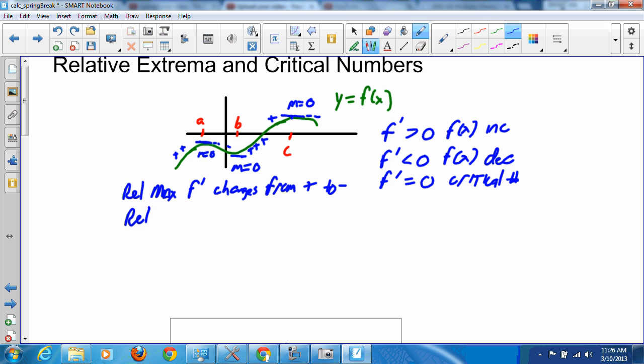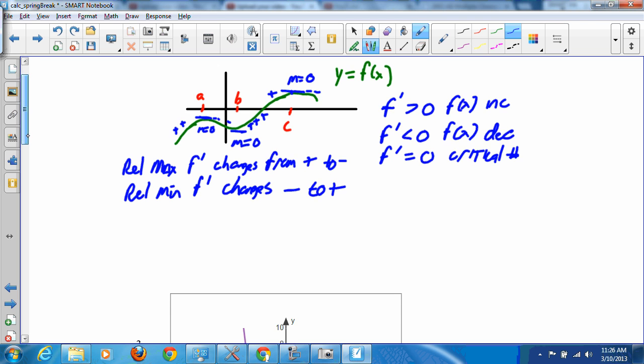At B we maintain that we reach a relative minimum because the first derivative changes signs, and it changes, in this case, from negative to positive. So that identifies that we have a relative minimum. So we're going to take a look at a couple of techniques to identify these points, and then we'll wrap it up from there. So let's take a look at a fairly simple problem here.